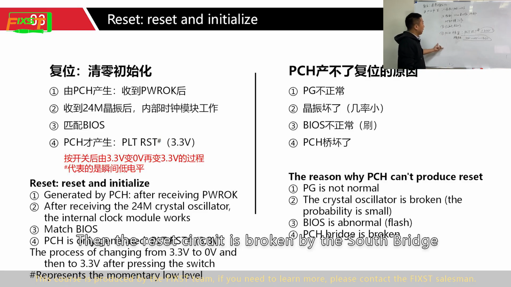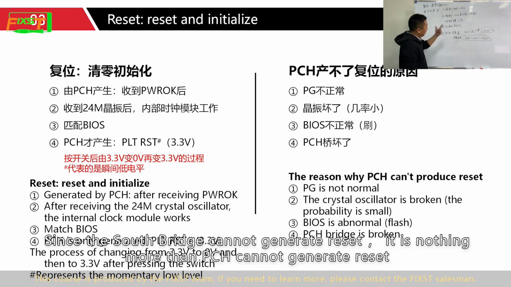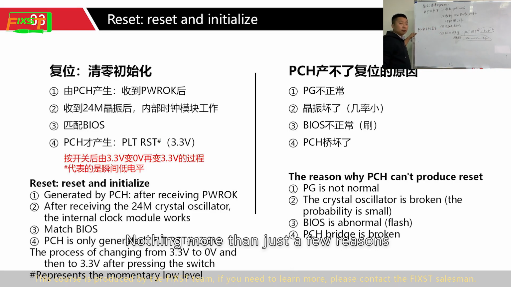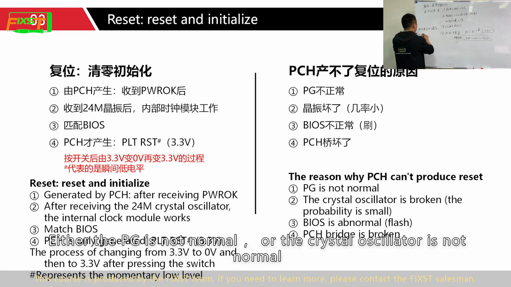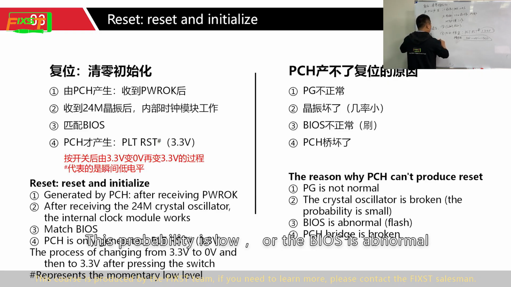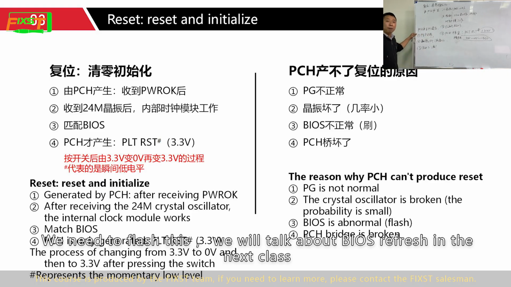Then, if the reset circuit is broken, the Southbridge cannot generate reset, which means the PCH cannot generate reset. There are just a few reasons. Either the PG is not normal, or the crystal oscillator is not normal, though this probability is low. Or the BIOS is abnormal, and we need to flash it. We'll talk about the BIOS refresh in the next class.